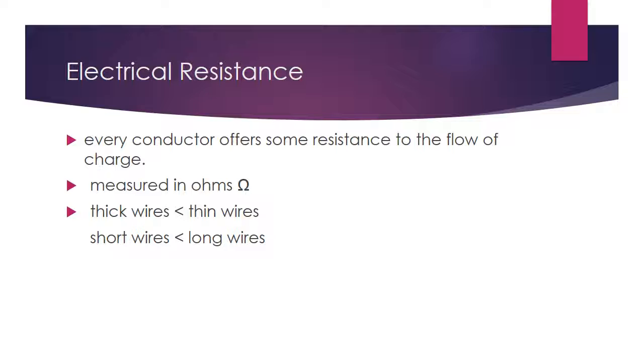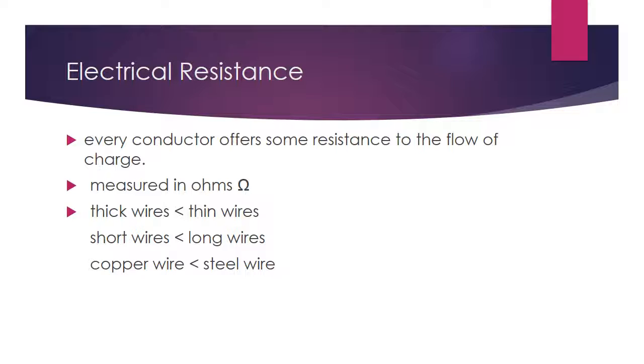Short wires are going to have less resistance than long wires. That should just make sense. If you're desperately trying to get to your class on time with your homework, right, because you've got to turn it in and not get a 0, the shorter the way you have to go, the more likely you're going to get there in time than a long way. So a short wire has less resistance. There's less stuff for your electrical current to encounter.